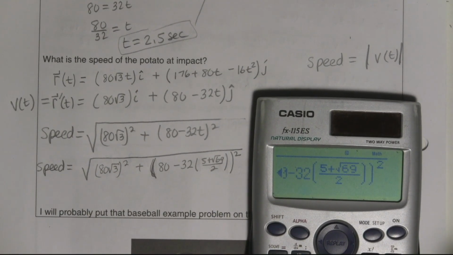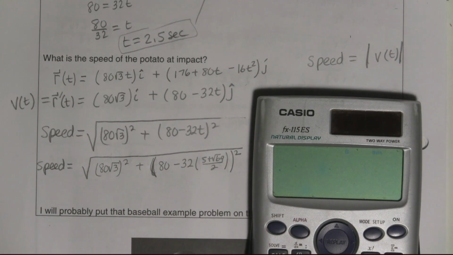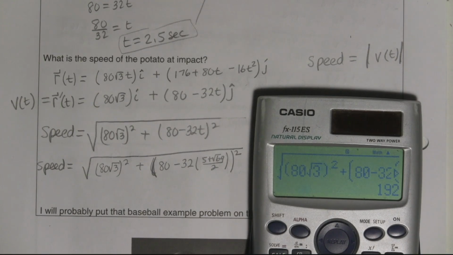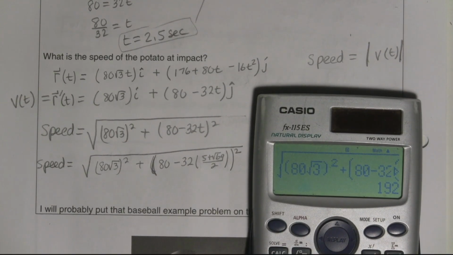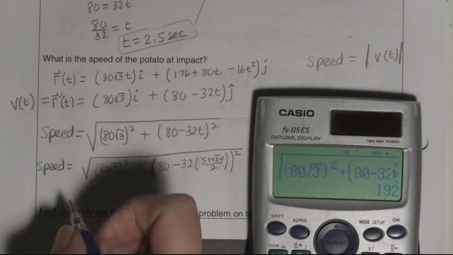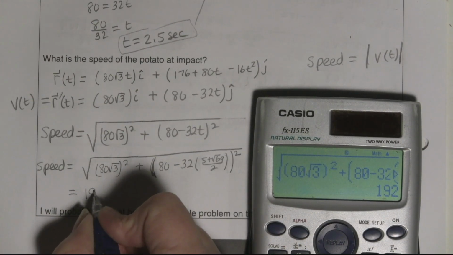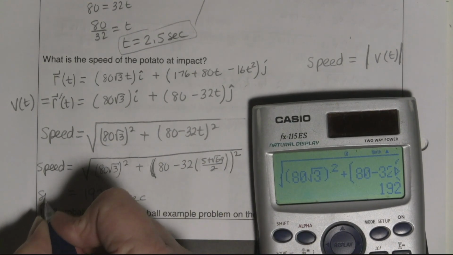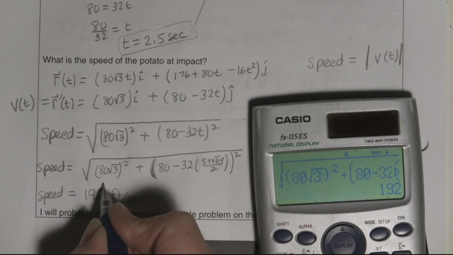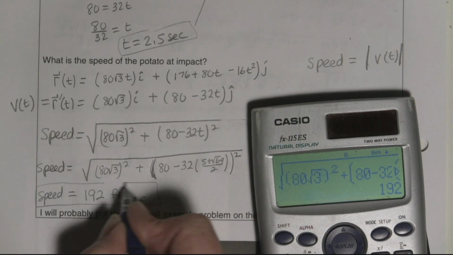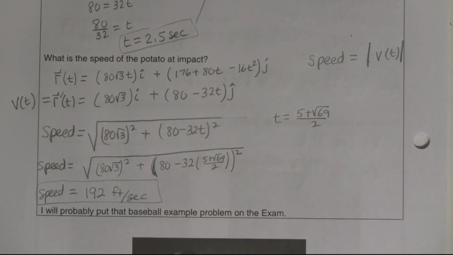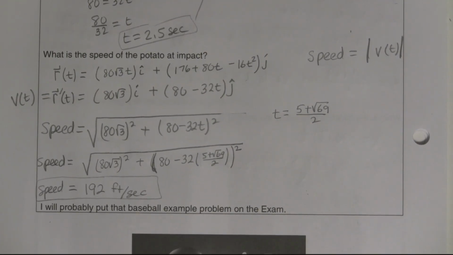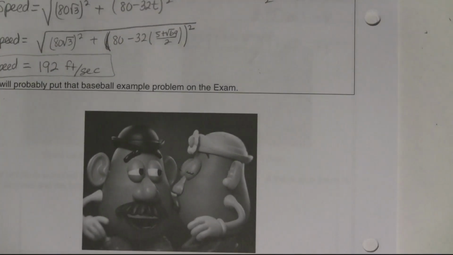So I think I put that in my calculator right. How I'll know if I put it in right is if I get the same answer I got last semester, which is right there, 192 feet per second. So that's awesome. So that's the speed on impact. And so very good. So that's the end of the potato example.